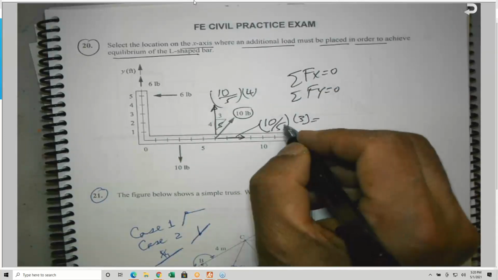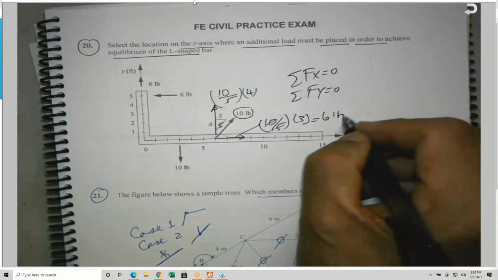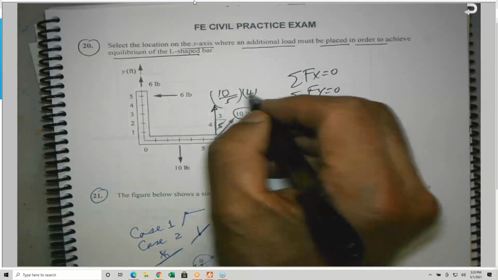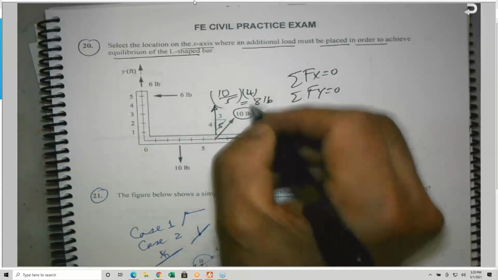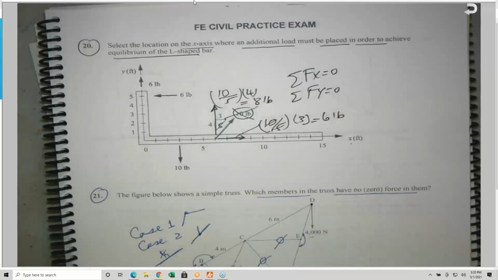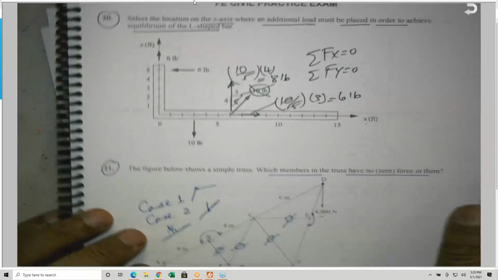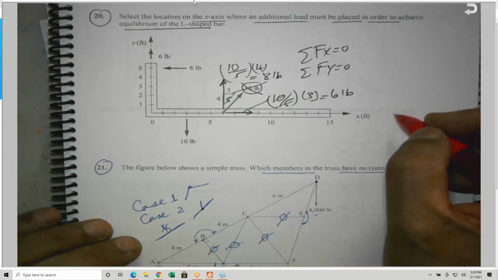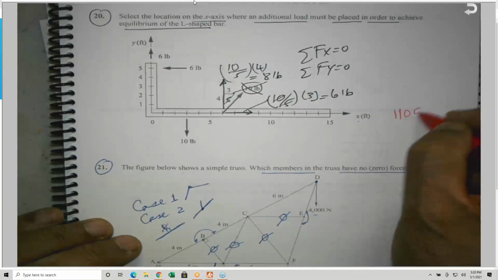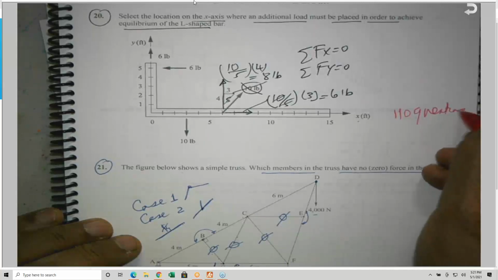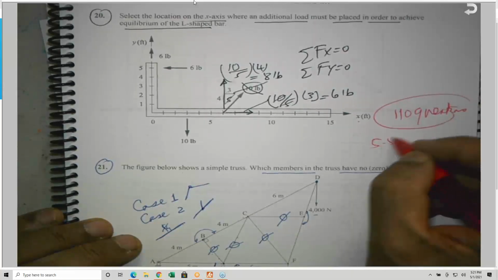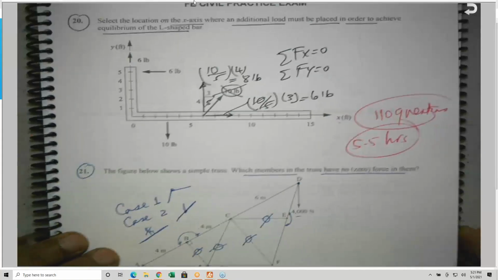So this here is 6 pounds. And this is equal to 8 pounds. Okay, this is gone right now. So right now, I do have in the X direction, and you have to do this very quickly, by the way, because as all of you know, you have 110 questions in 5.5 hours. So you have very limited time. They give you 5.5 hours, and also check with the NCEES if they have any change.